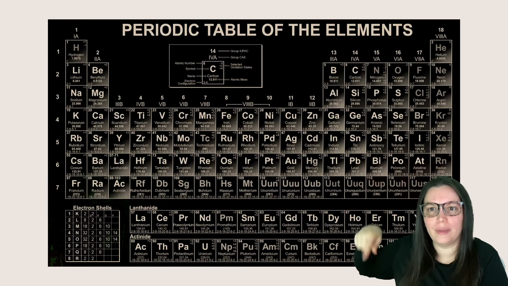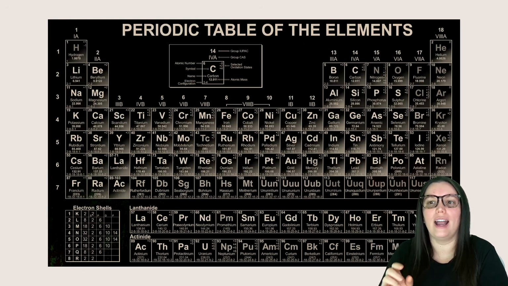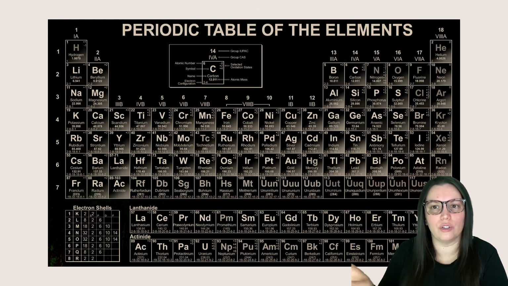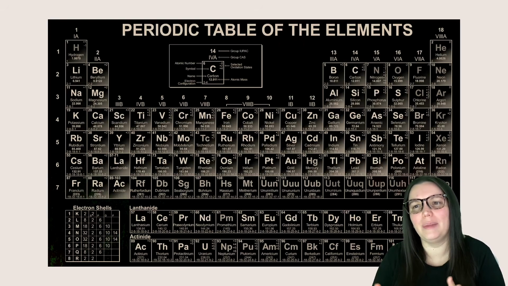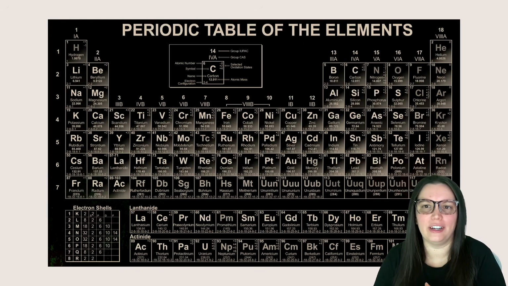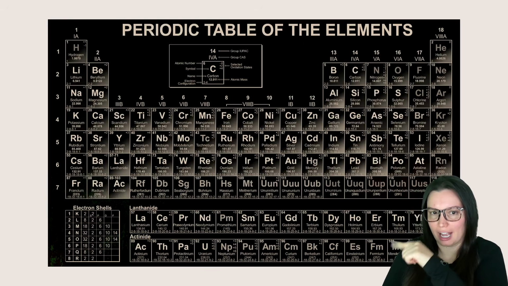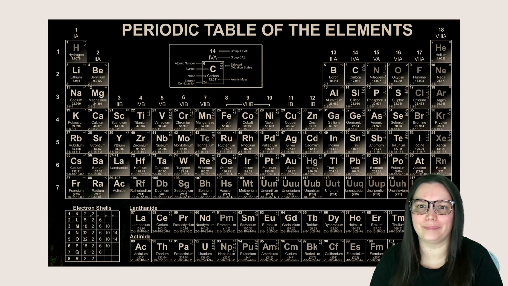So each column is considered a group, whereas the rows, that's your horizontal lines, are considered periods. There are a few elements that don't fit perfectly into the periodic table, and these are called transition elements or metalloids. You can actually see them down here at the bottom.